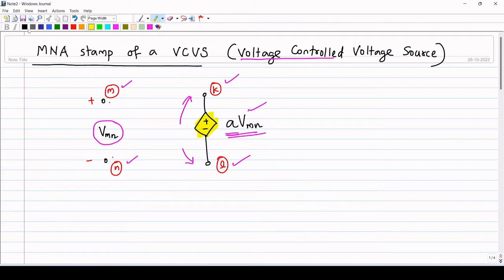In our previous analysis, we have seen that we will treat the current flowing through a voltage source as a variable. So here also the current flowing through this dependent source will be treated as a variable. This is denoted as IVKL, since it is between the kth node and the lth node, and due to a voltage source. So one more variable is added to the variable vector. So our number of columns will also increase by 1.